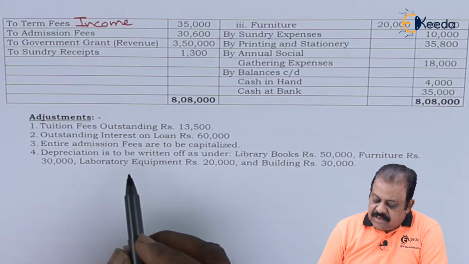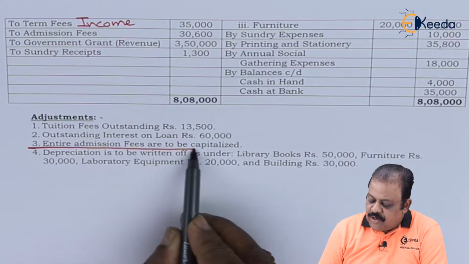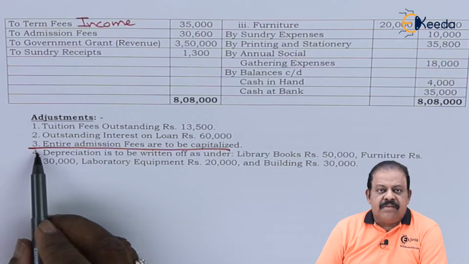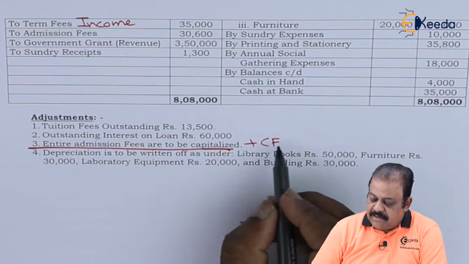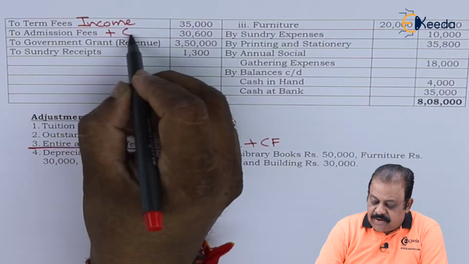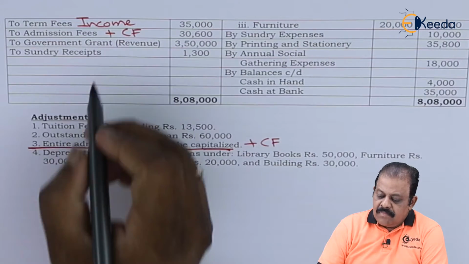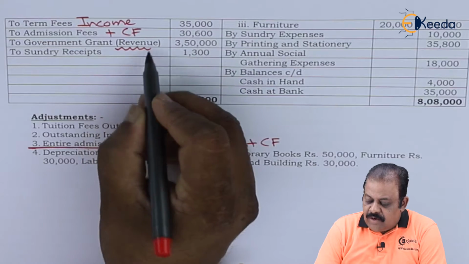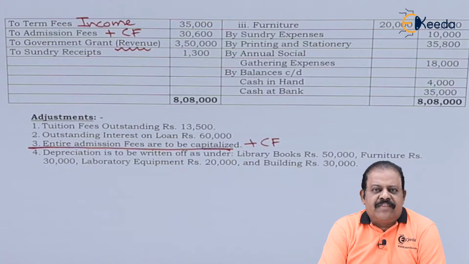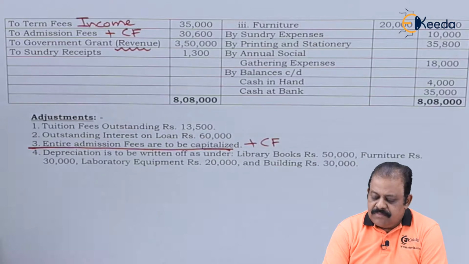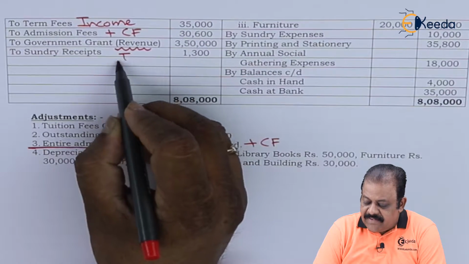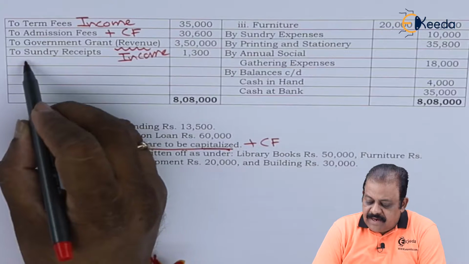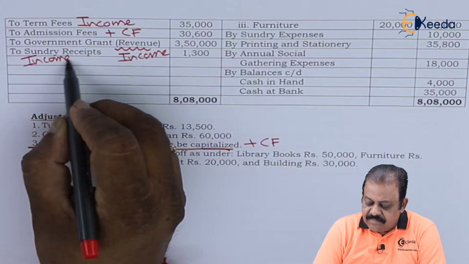It is recorded as income of school. Admission fees. Here they have said entire admission fees are to be capitalized in adjustment number 3. Capitalized means what? It should be added to capital fund. So admission fees will be added to capital fund. Government grants, they are of revenue nature. For example, government has given amount to pay salaries of the teachers. That is called as what? Government grant, revenue nature. So this will be recorded as income. Sundry receipts, income.